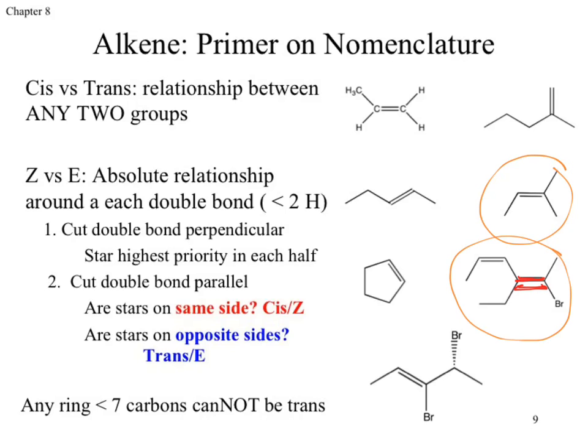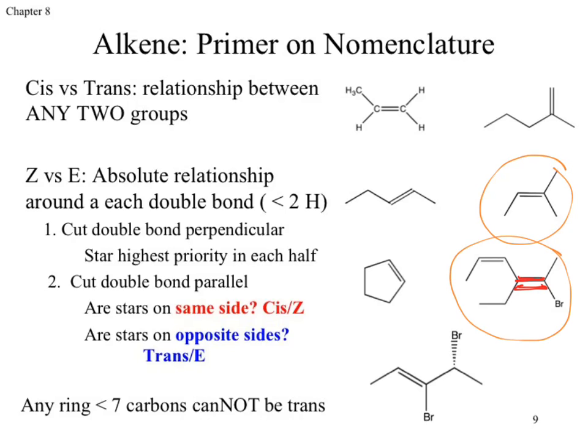So instead of using cis and trans, we use another terminology, Z and E. What that's going to do is define the absolute relationship around a double bond. It's really only going to apply to things that have less than 2 hydrogens. Because in any other circumstance, if we have 3 hydrogens, there aren't 2 big groups around that double bond. And if there are 4 hydrogens, there are no big groups. So there's no point of defining it.